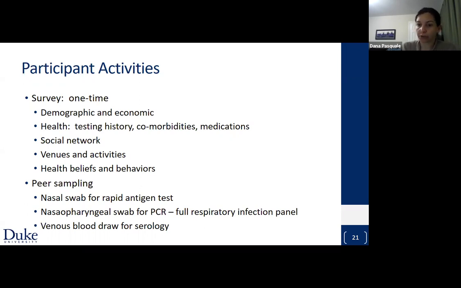Peers are sampled, though. At a single time point, they have 2 nose swabs to determine whether they currently have COVID. And then there's also a blood draw to test for antibodies. And then there's, in addition to that, an option to join the cohort for ongoing biometric monitoring of heart rate, temperature, things like that through a smartwatch.